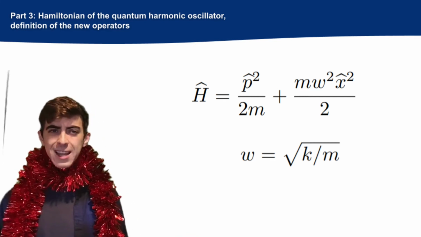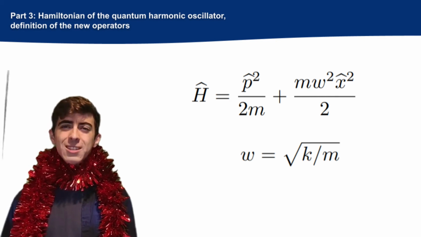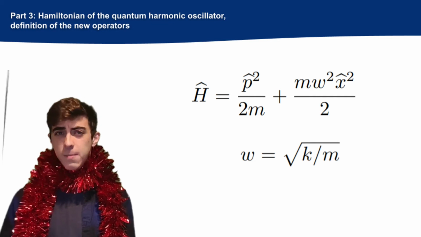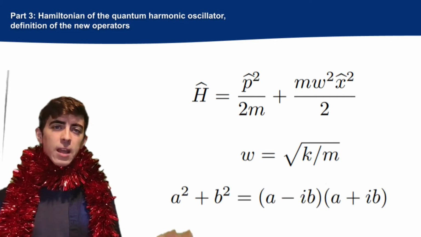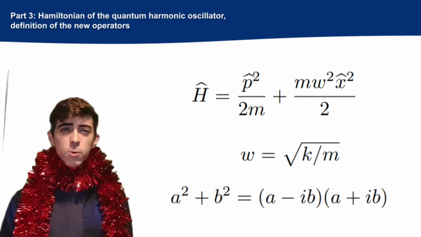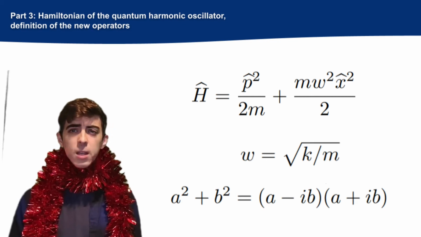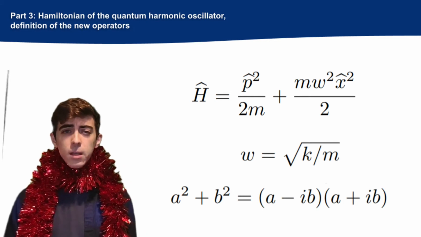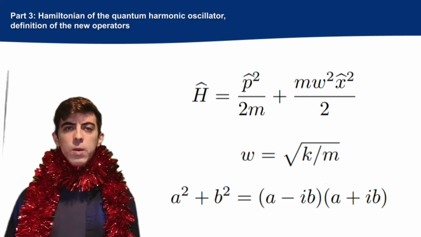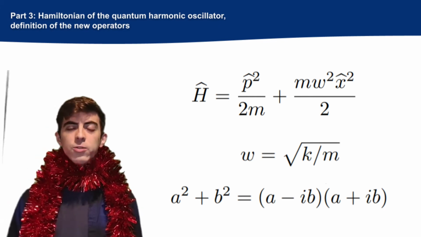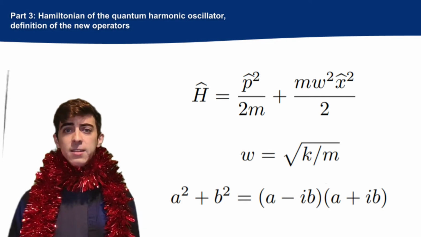And now, with this expression, it's easy to notice that this expression is 2 terms squared. And so, by making use of imaginary numbers, as we have studied, we can factorize the expression as a squared plus b squared equals (a minus ib) times (a plus ib). And so now we are going to factorize both operators, p and x, with the help of other 2 operators. We're going to call them a tilde and a tilde dagger.